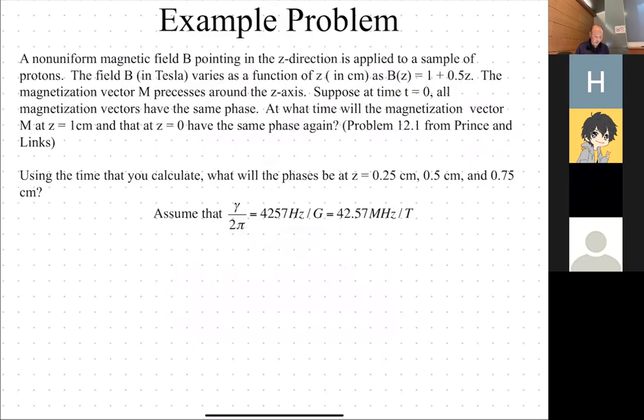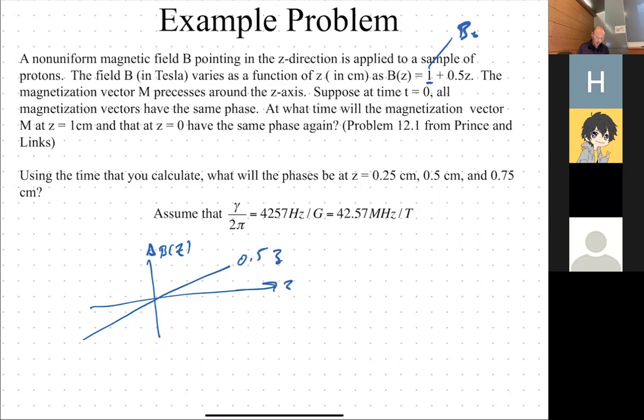Okay, so let's look at an example problem. This used to be on the homework, but now we'll do it in class. So here we say that we're in a gradient, right? So the B sub z has some overall B naught, but we're just going to look at the delta Bz term. The delta Bz term is just 0.5 times Z, and we're assuming this is in the Z direction.